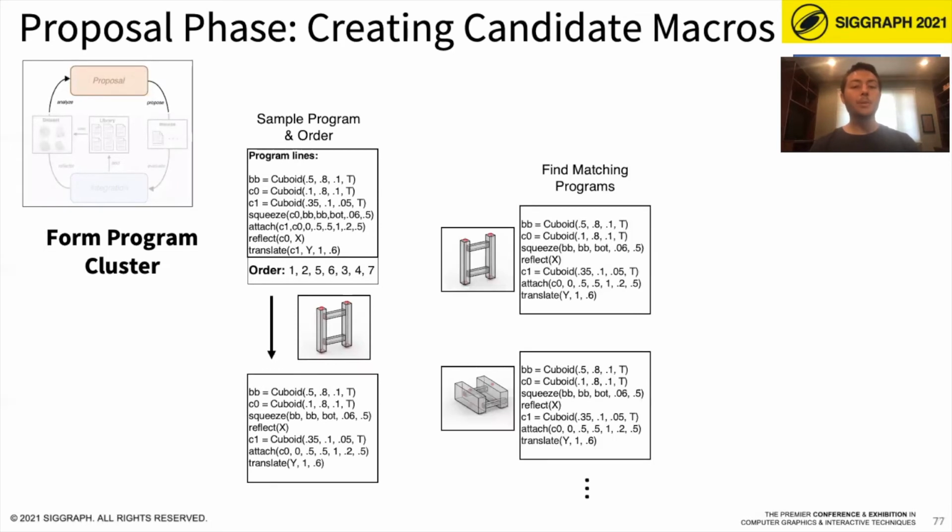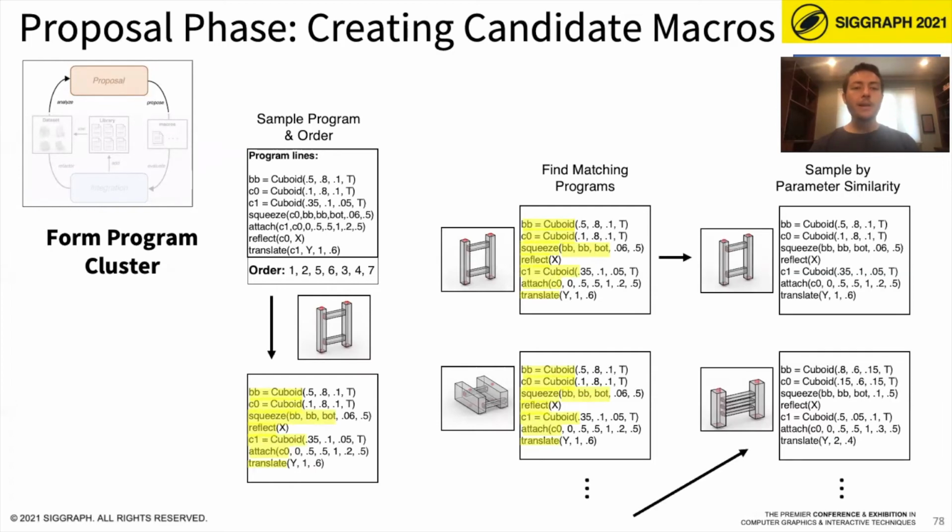Using the sampled program as a seed, we then form a cluster of structurally identical programs by finding all programs that match on structural elements, shown in yellow, and then sampling a subset of matching programs based on parameter similarity.